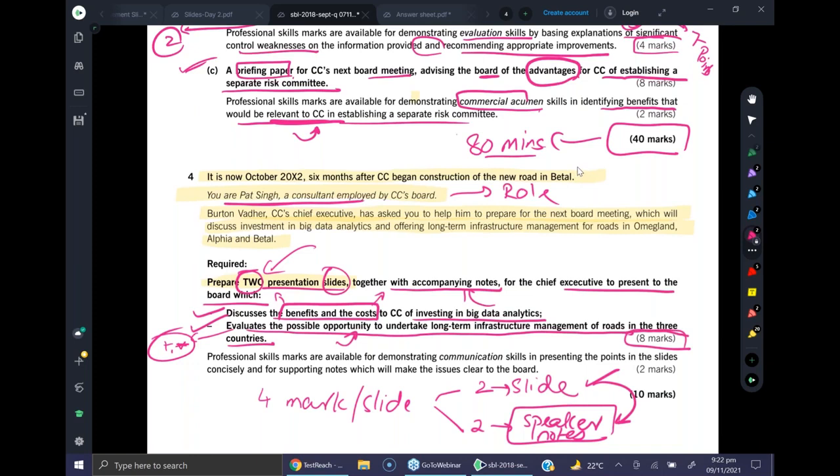So 4 to 5 maximum bullet points. If you write more, that may be too many points, and you may lose communication skill marks. Also, if you write long paragraphs on a slide, you will lose communication marks, because slides are supposed to be bullet points.